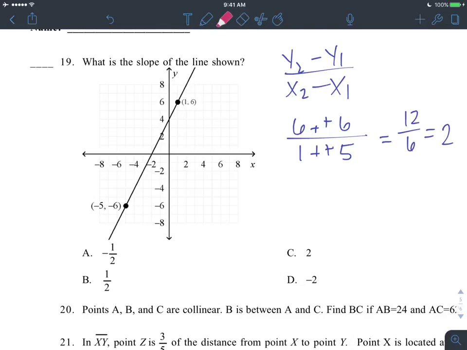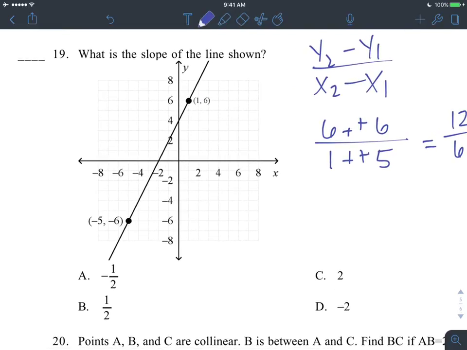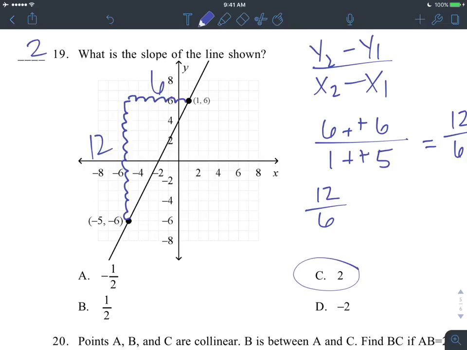The other way you can do it is you can just count. So if we do that, we're going to go up 1, 2, 3, 4, 5, 6, 7, 8, 9, 10, 11, 12. And then we're going to go to the right 1, 2, 3, 4, 5, 6 times. So rise 12 over run 6. And our slope is a positive 2.